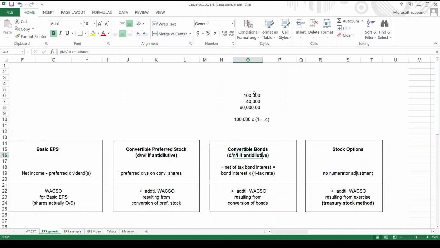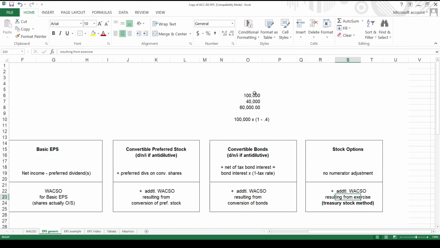The bonds go away, so does the interest, so does the tax savings. 60,000 gets added to your numerator. Denominator, whatever number of shares would result from conversion. So you just multiply. Okay, stock options.